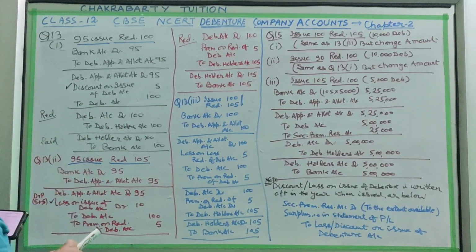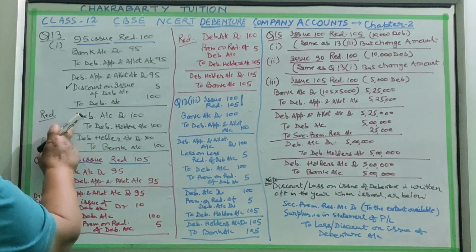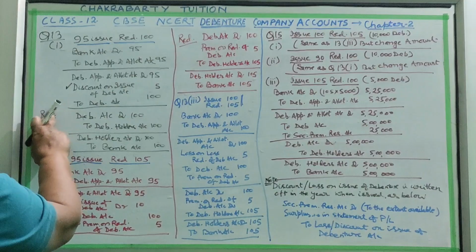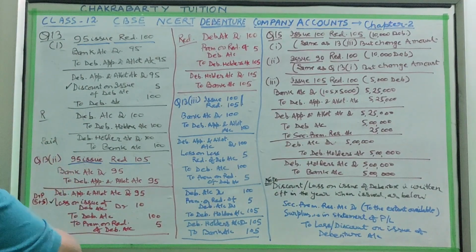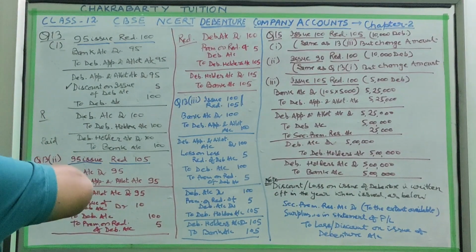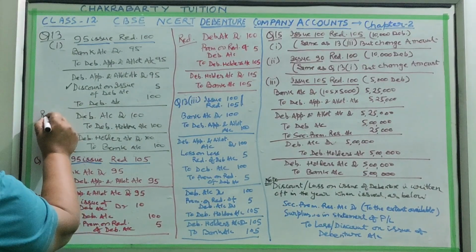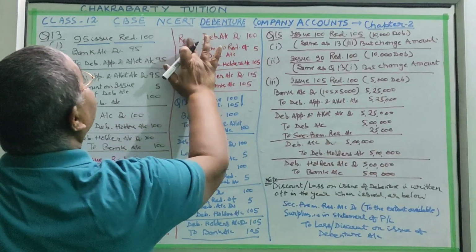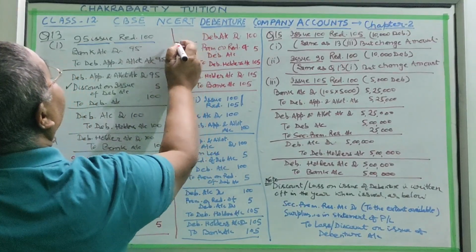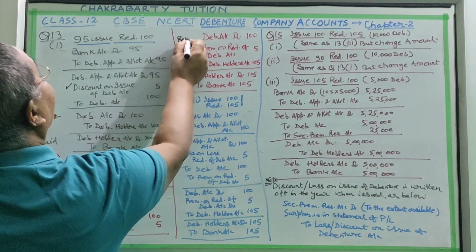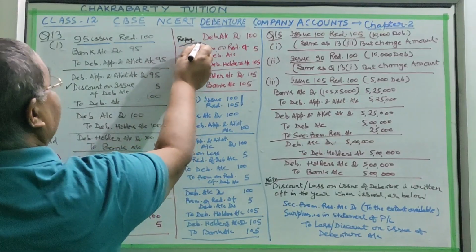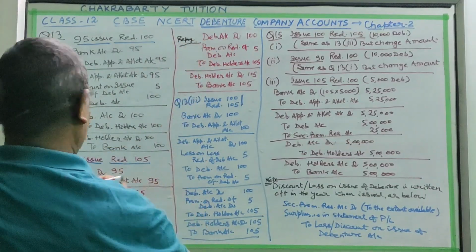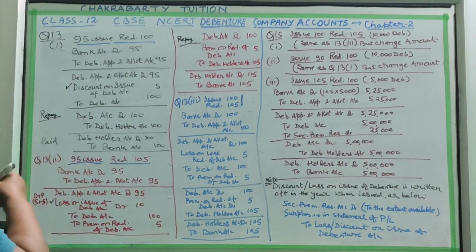At the time of redemption, they are asking for the entry for the face value. Here it is not redemption, it is repayment; they are using the word repayment. So we will write repay, repaid. We will use the word repay instead of redemption, because redemption is different. So at the time of repay, what will you do?